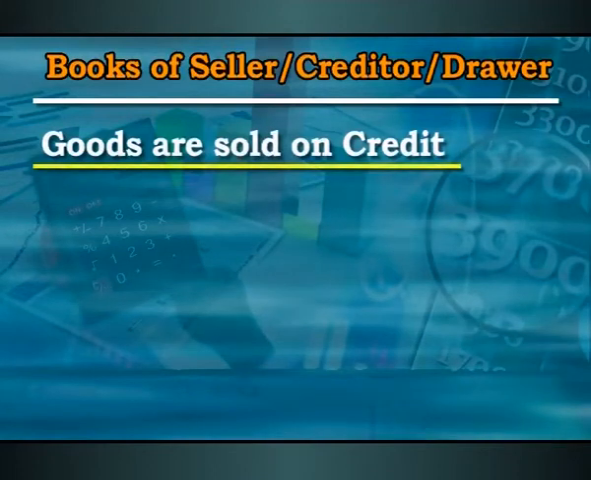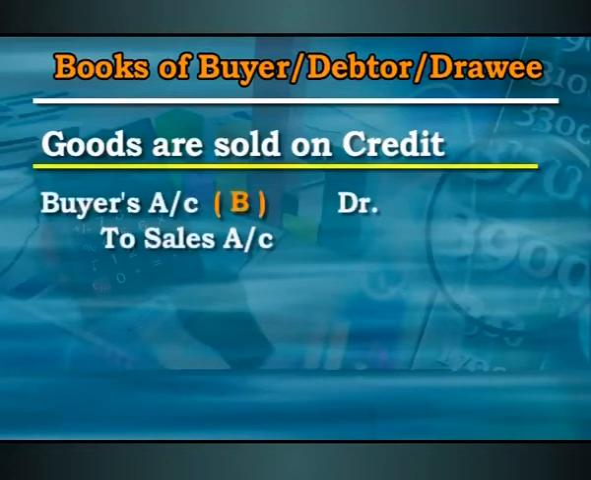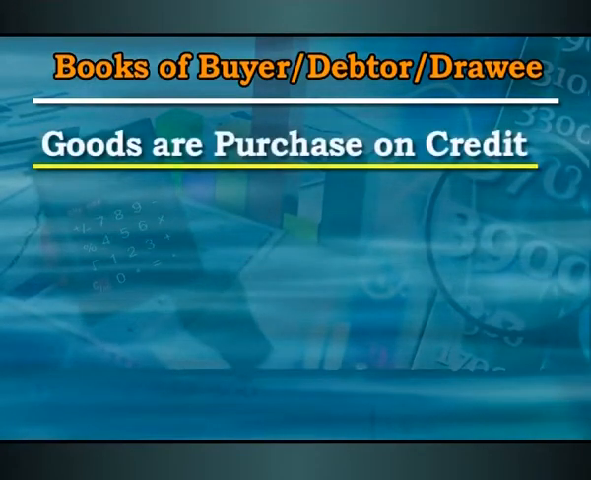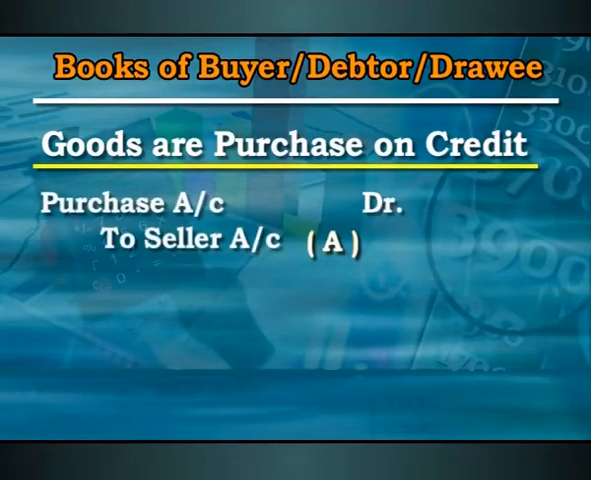So, let us suppose there are two parties A and B. A has sold goods to B. In that case, entries in the books of A and B will have to be passed for the sale of the goods on credit. In the books of A, the entry will be B will be debited and sales account will be credited. In case of B, because he is the buyer, he has purchased goods on credit, so purchases account will be debited and A's account will be credited.